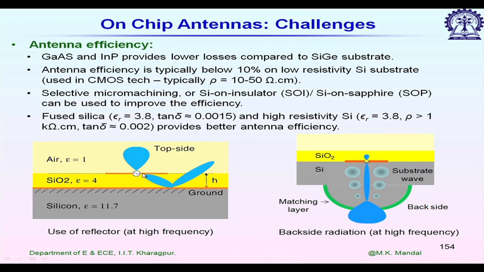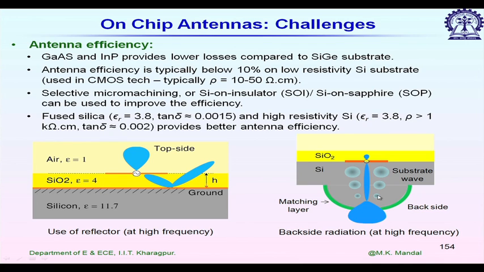Whatever power is coupled to the silicon oxide layer can re-radiate in the same direction, and that is how we can improve the efficiency of this antenna. But the fabrication process should support that silicon oxide fabrication. We need a thick layer of silicon oxide.